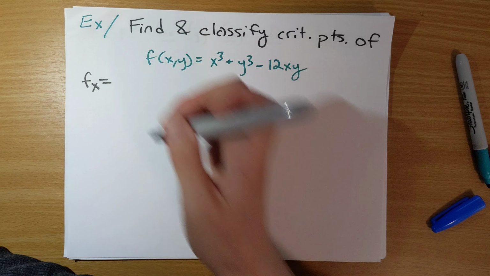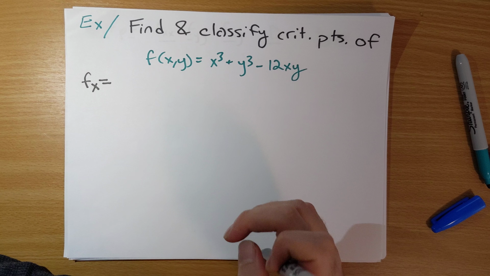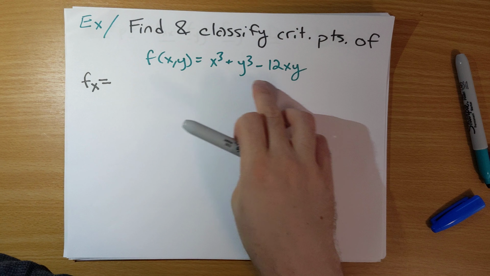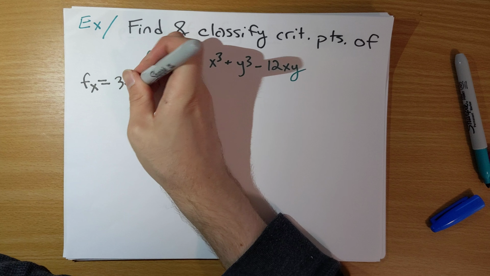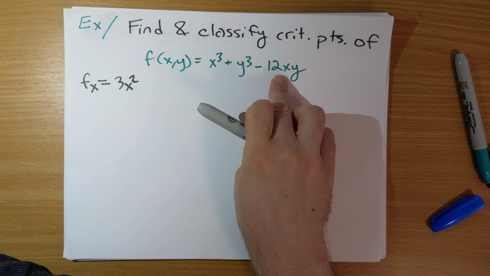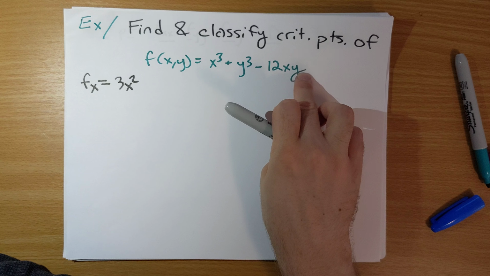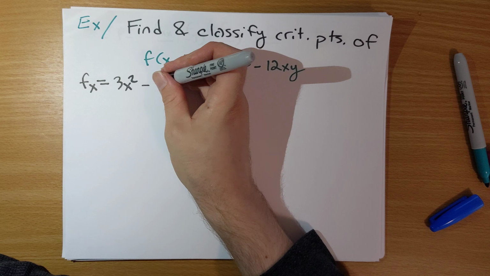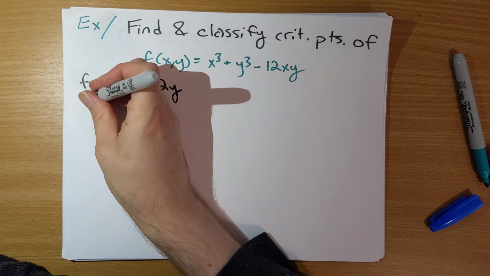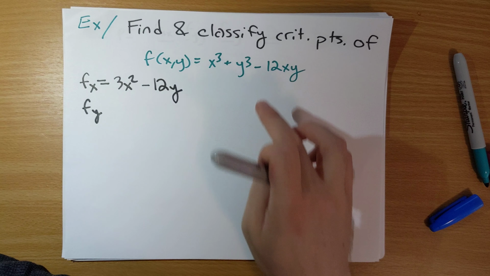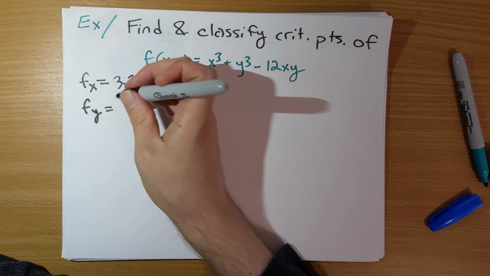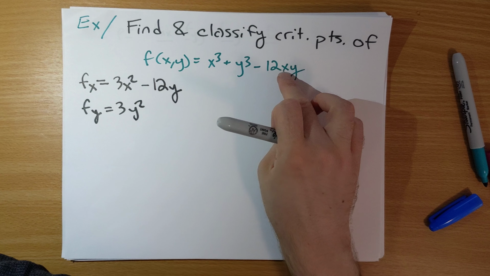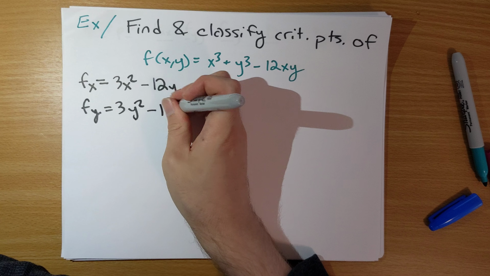And for the critical points, we're going to take the partial derivatives and set them equal to 0. So the partial derivative of this with respect to x is going to be 3x squared plus 0. We treat y as a constant. So the derivative of negative 12xy with respect to x is negative 12y. The partial derivative of this with respect to y is 0 plus 3y squared, treat x as a constant, minus 12x.